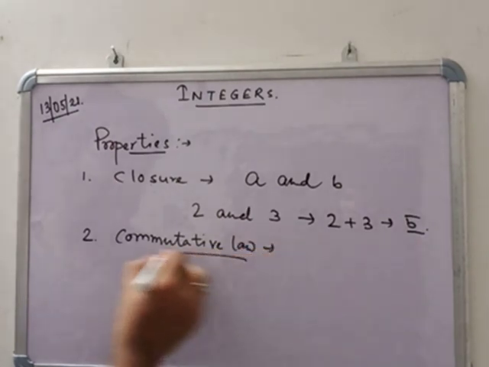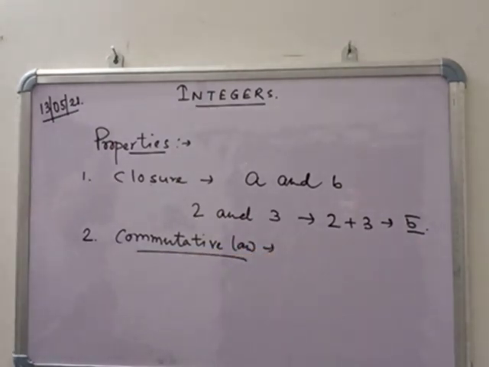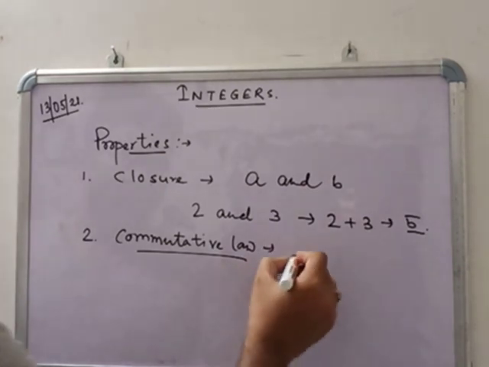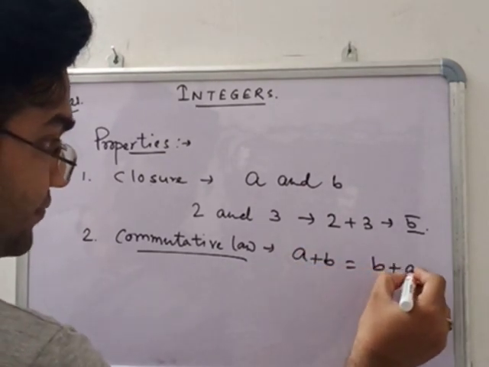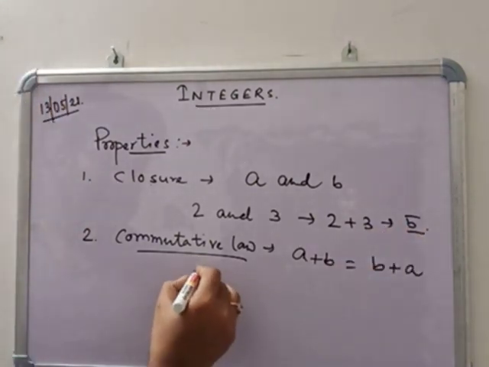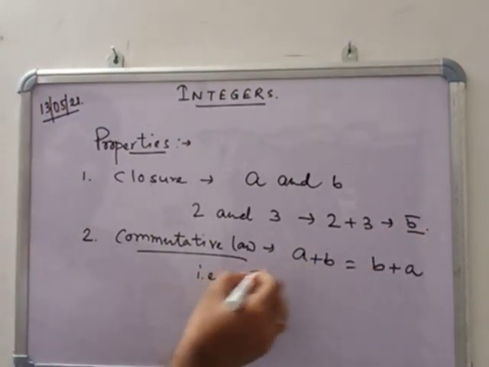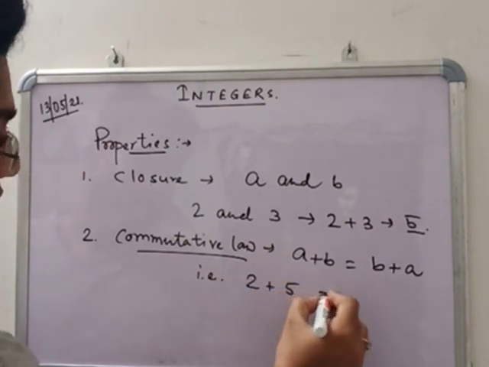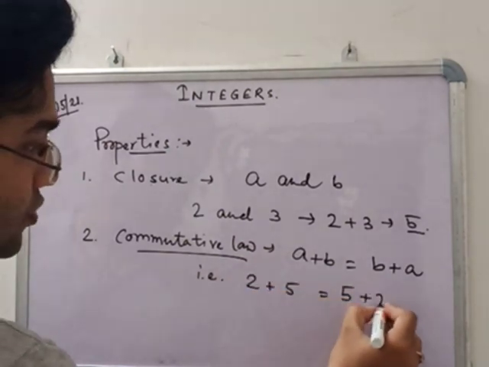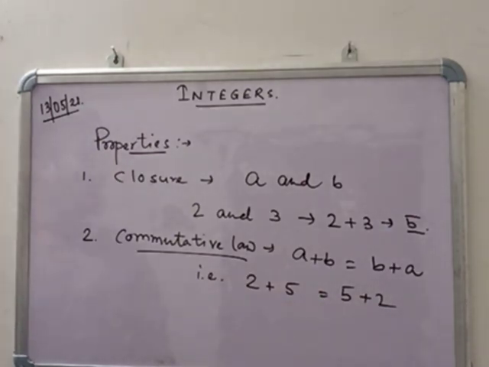Number 2, commutative law. So what is the commutative law? Commutative law means A plus B equals B plus A. If you choose any numbers for A and B, suppose I am choosing 2 and 5, that means 5 plus 2. Both are 7. 2 plus 5 equals 7 and 5 plus 2 equals 7.